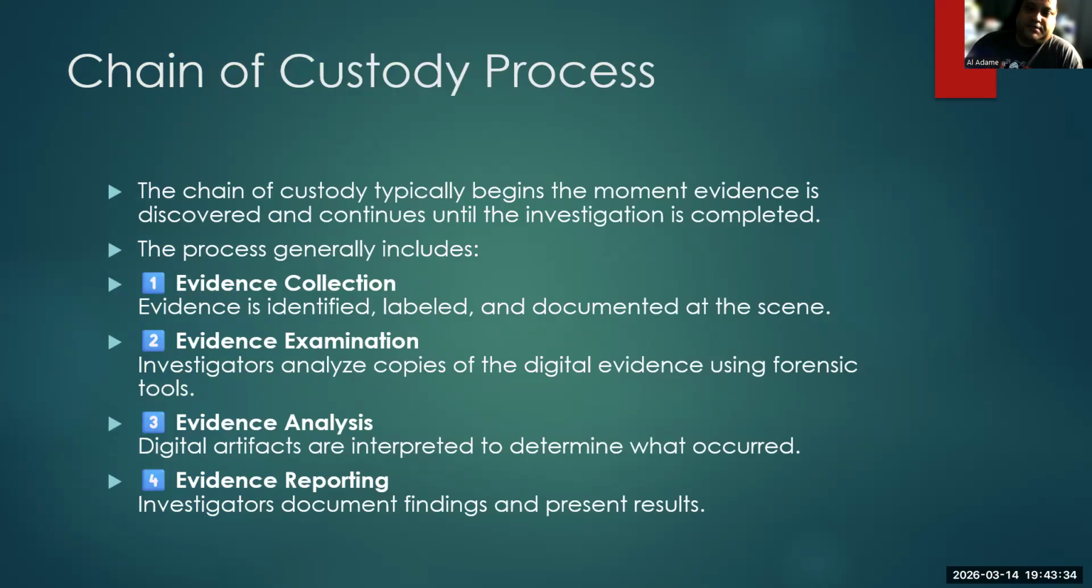This is the process. It's four steps usually. Evidence collection: evidence is identified, labeled, and documented at the scene. So let's say a computer, a home PC, boom, labeled, right? Documented. Located at 123 Maple Street on October 28th, 2028. Just hypothetical. Investigators then analyze copies of the digital evidence using forensic tools.